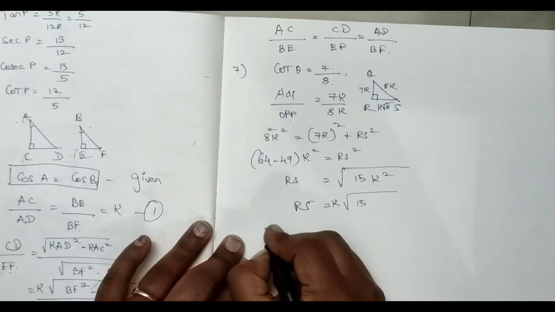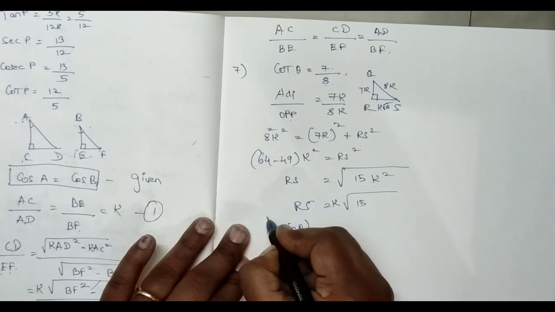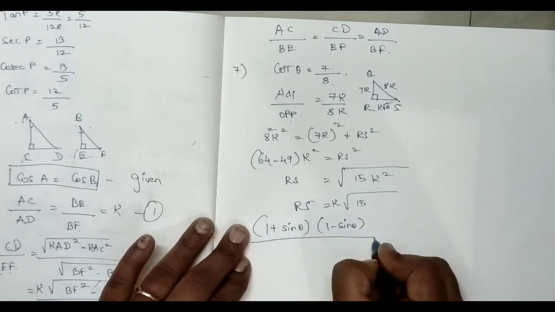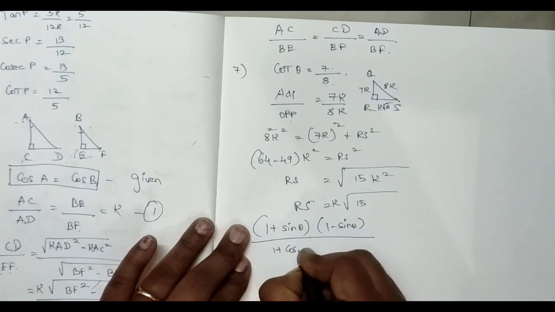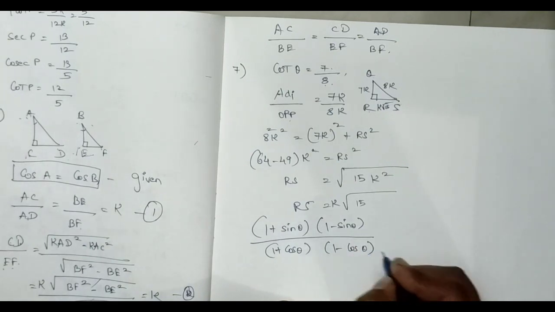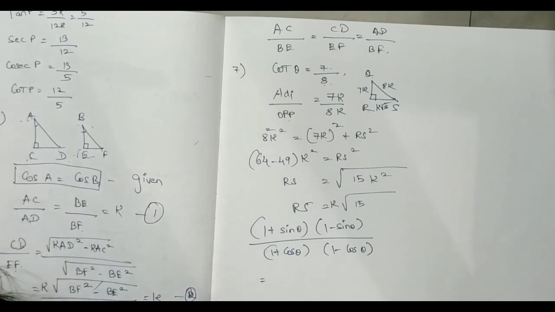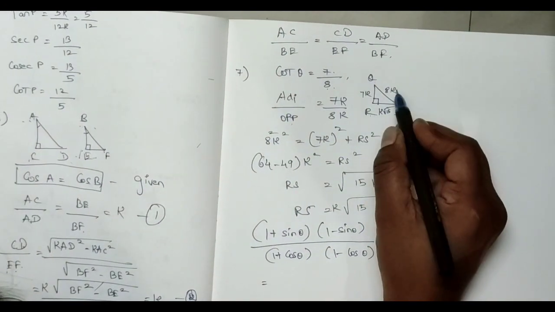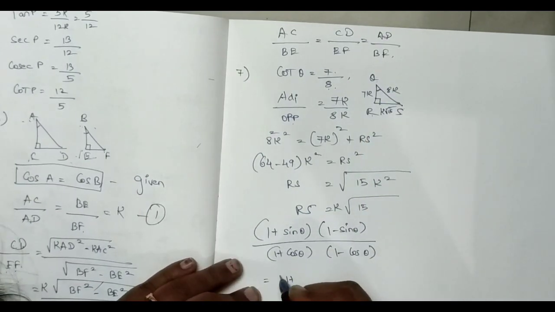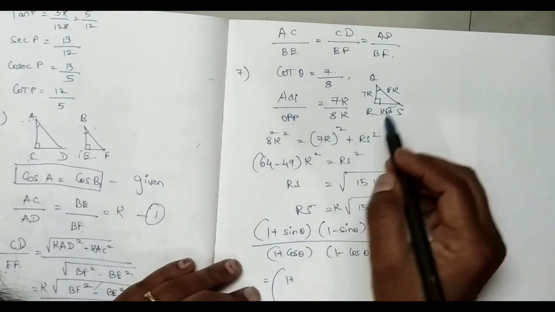And now 1 plus sin theta into 1 minus sin theta, divided by 1 plus cos theta into 1 minus cos theta, which will be equal to, what is sine, opposite by hypotenuse, for this theta? So 1 plus, what is opposite by sine?